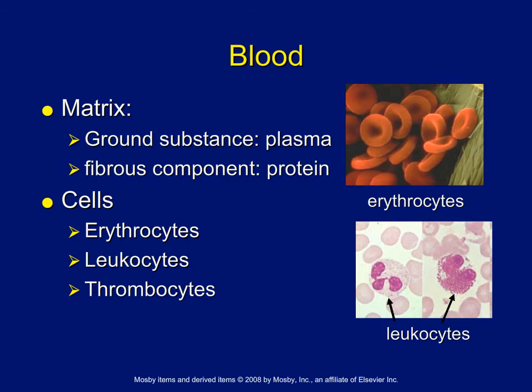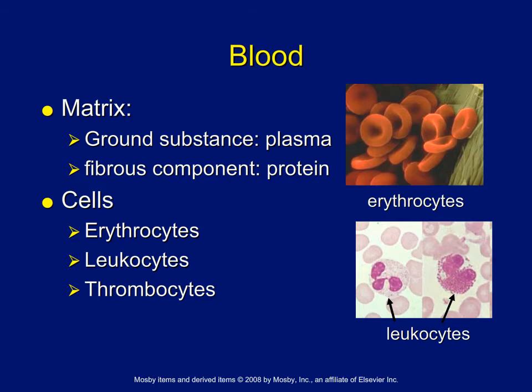Unlike most other connective tissues, we don't have any fibers, visible or not, found within the blood unless it begins to clot. So what we do have within the plasma is several dissolved proteins that normally just remain soluble, but if a blood vessel is broken and we have blood loss, some of those soluble proteins can become insoluble and can therefore help to clot the broken blood vessel and prevent further blood loss.